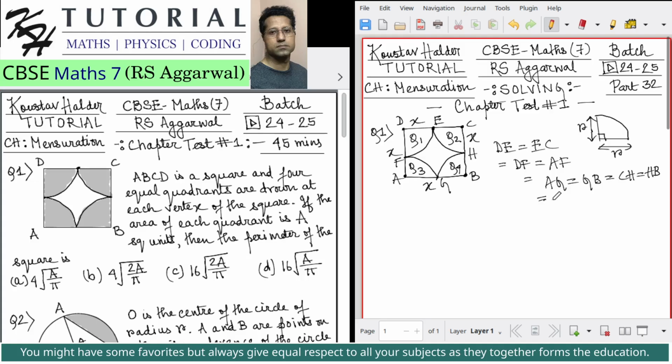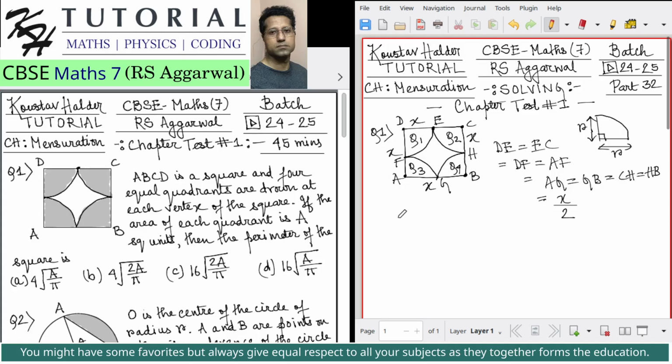Now clearly we can see that if DE is equal to EC, and we have considered DC to be x, then the radius of all the quadrants will be x by 2, where x is the length of each side of the square. So the radius of all the quadrants is x by 2.